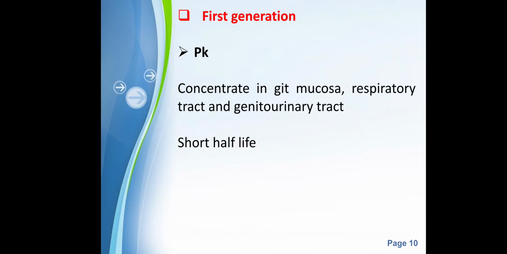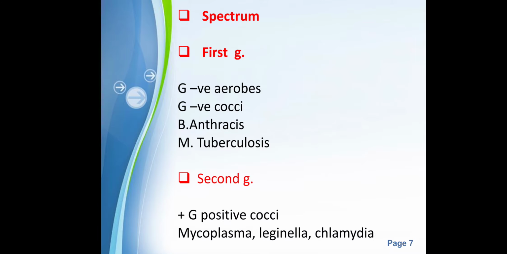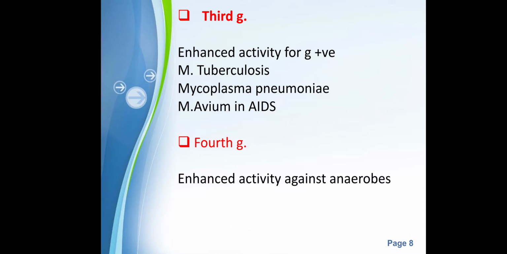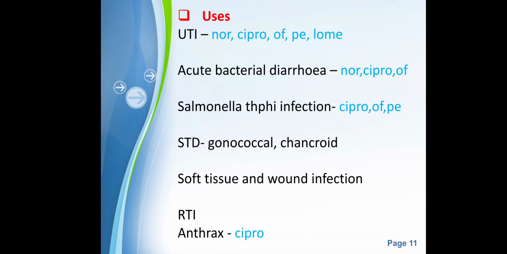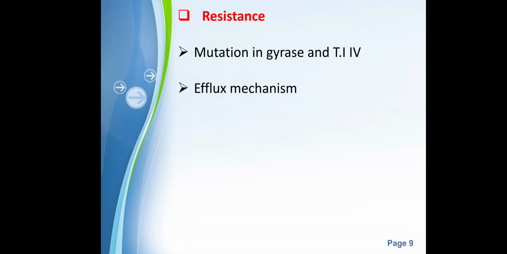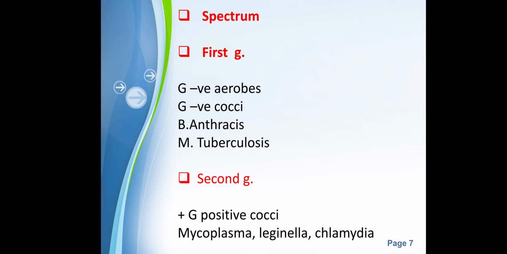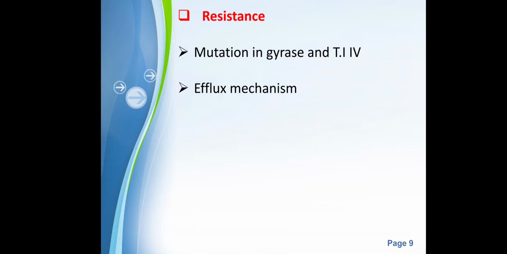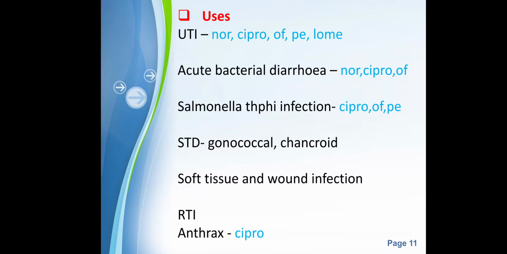Then again you can correlate, right? For example, Bacillus anthracis is responsible for causing anthrax. So anthrax is there in the use of first generation, here you can see the last one. So this is how you can remember, right? You have to correlate the spectrum with the uses. Remember the spectrum and correlate it to the uses. So that's how you can easily remember the uses of that particular group, right?